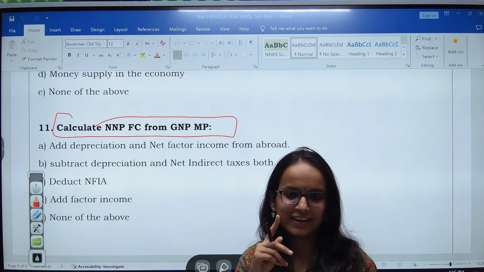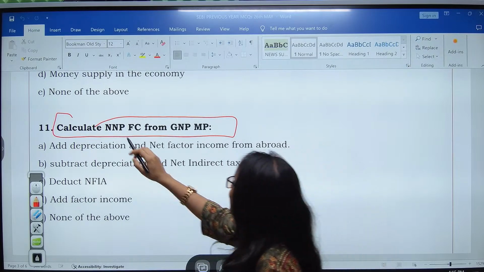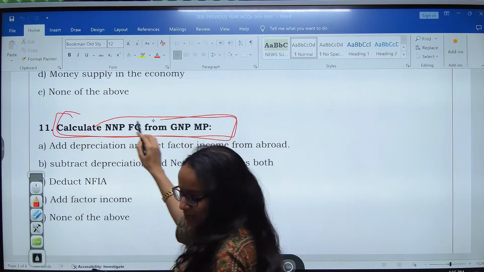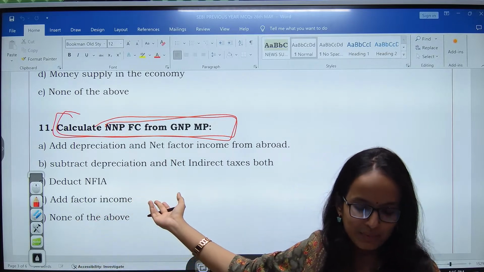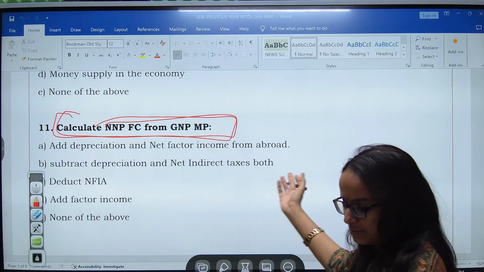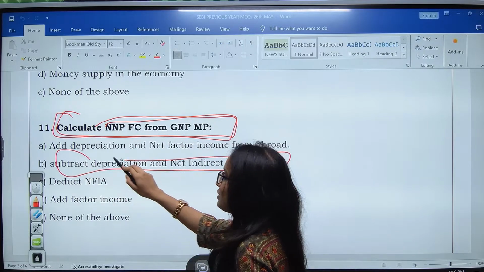Everyone knows the answer, right? Okay, very good. Then it is okay. So calculate NNPFC from GNPMP. For all those who don't know what is asked in this question, I'll explain it to you. Don't worry. B. You are saying B. Subtract depreciation and net indirect taxes both.